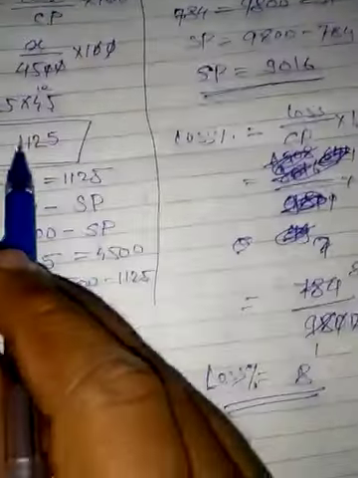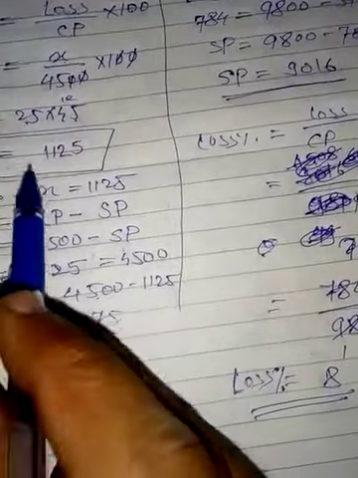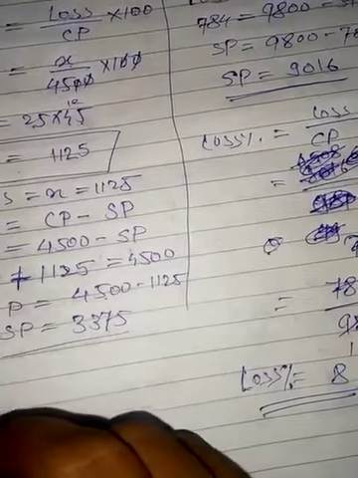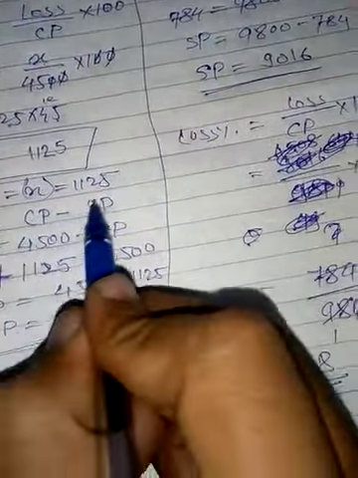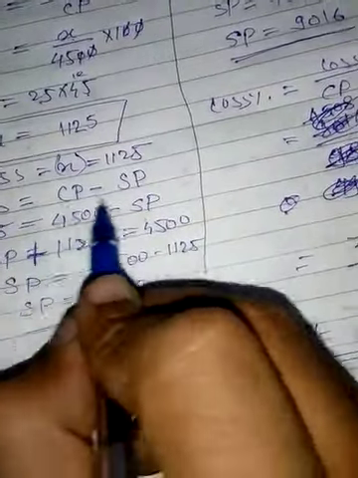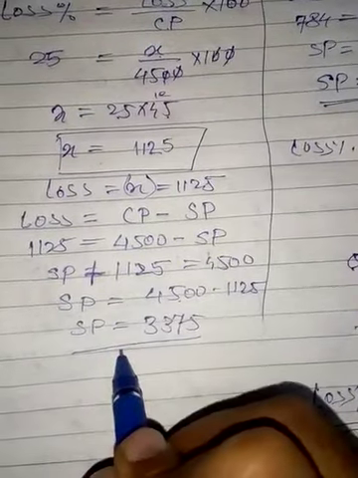So with the help of this loss we will find the value of SP. So SP is equal to what? Loss is equal to CP minus SP. In this way, put the values in this formula and we'll get the value of SP.